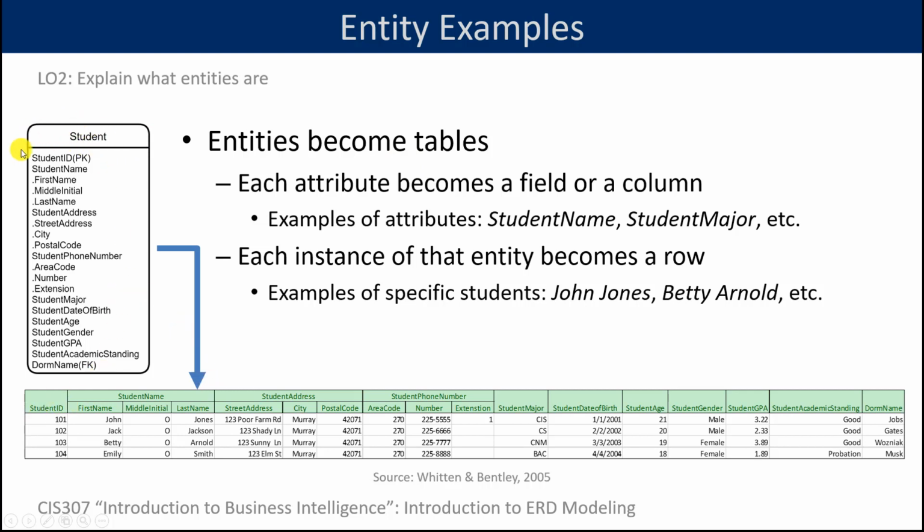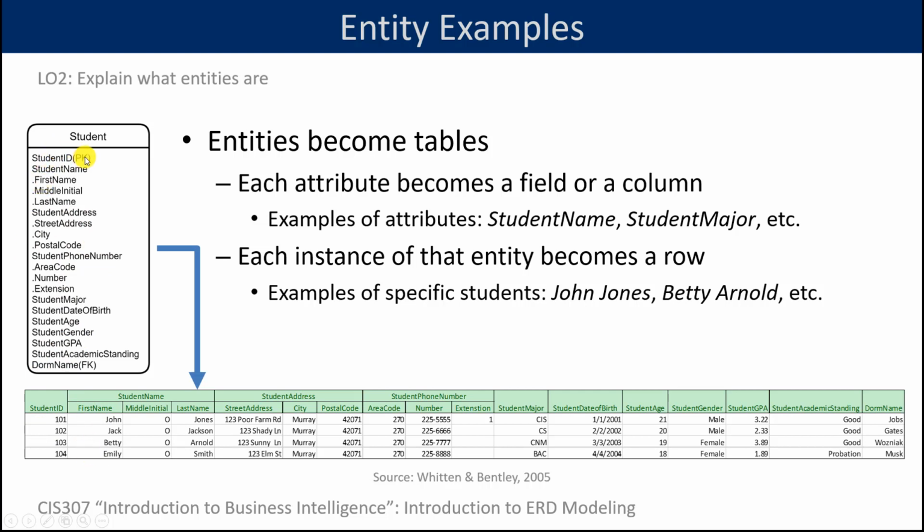For example, here we have an entity called student. It stores information about students. You see the attributes of that entity, and then the whole entity will become a table like that. This table stores information about 4 students: John, Jack, Betty, and Emily. Those specific students, or rows, are instances, examples, or real-world manifestations of that class or category that the entity represents. And then columns are attributes of that entity.